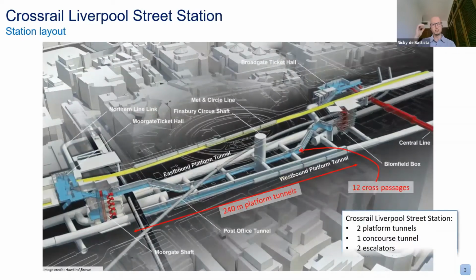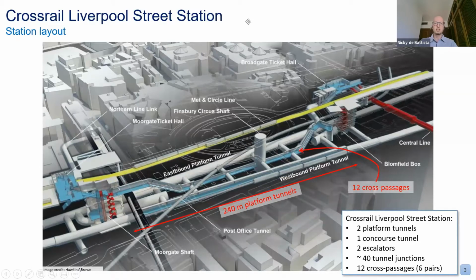And that's an isometric view of the underground at Liverpool Street Station. And you can see this, let me try and get the pointer running. Well, you can see my mouse, I hope. You can see the station tunnels themselves. There are the 3 tunnels that run right to left, or left to right in this image. You've got the 2 platform tunnels on either side of the concourse tunnel.